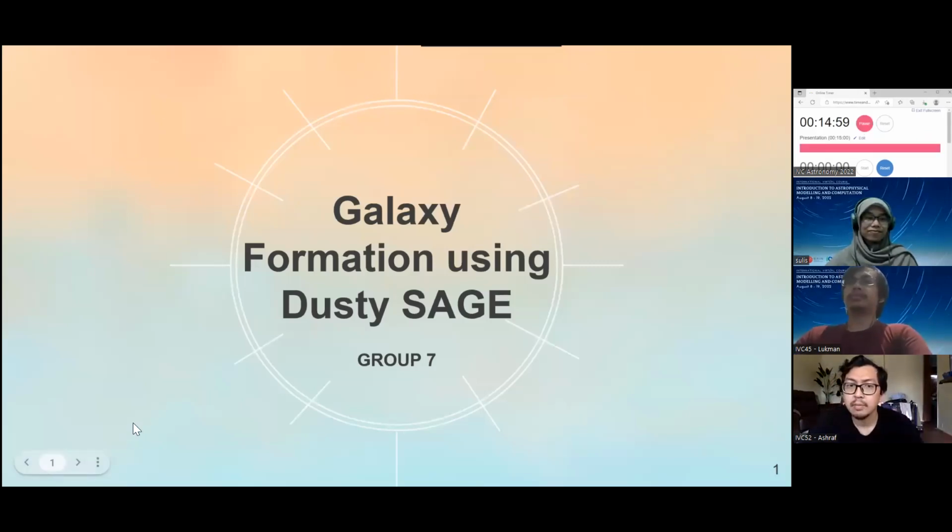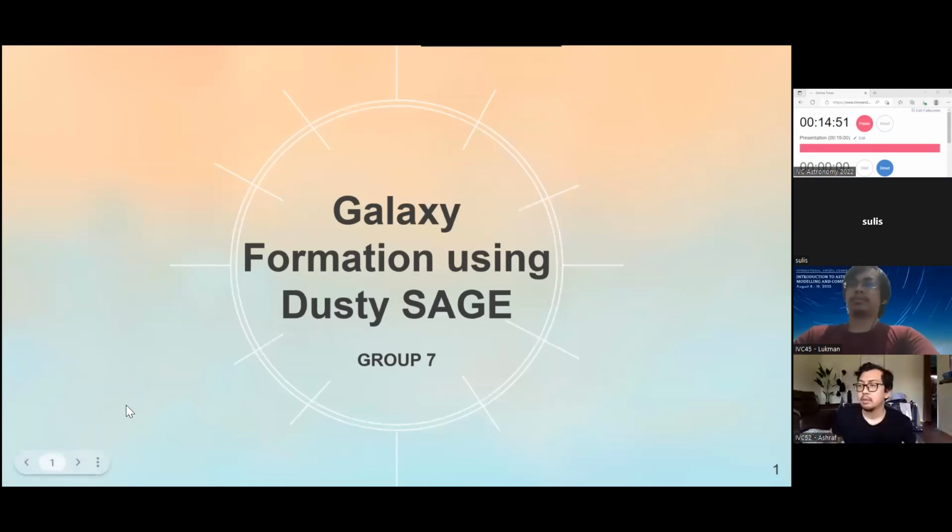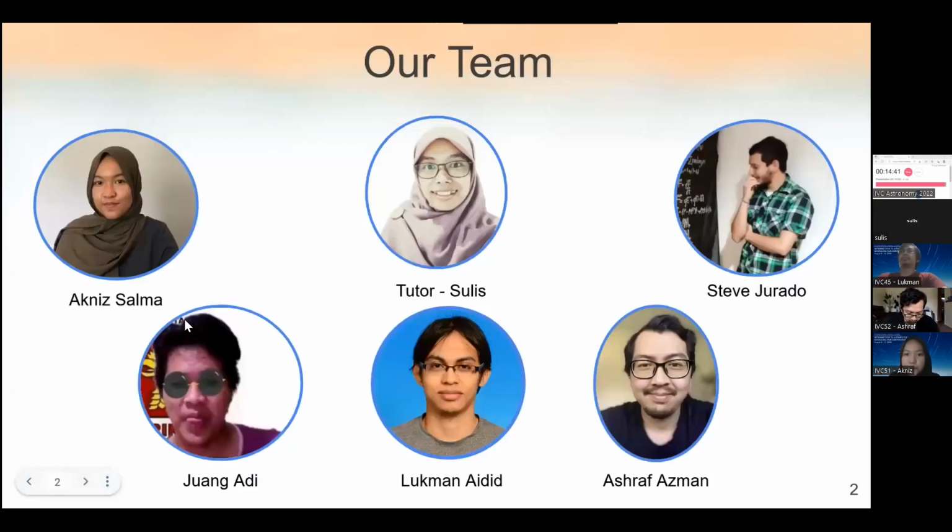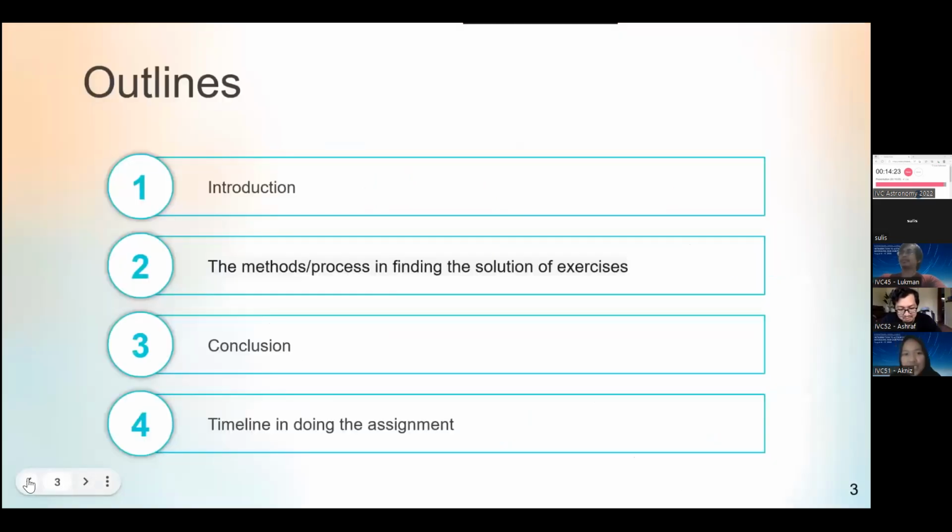Let me start. Good afternoon, everyone. As you can see on the screen, we will present about galaxy formation using Dusty Sage, which was discussed by Group 7. Our team members were Agni Saloma, Lukman, Juang, Ashraf, and Steve Gerardo. And our tutor team is Sulis.